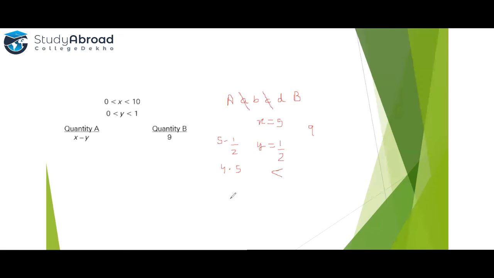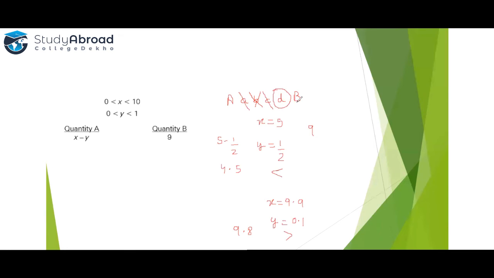So what number can I try? I can try X is equal to 9.9. And for Y, what number can we try? We can try 0.1. So 9.9 minus 0.1 will give me 9.8. So is 9.8 greater than 9? Yes, it is. So I can eliminate option B as well. My answer choice D is correct in this case.